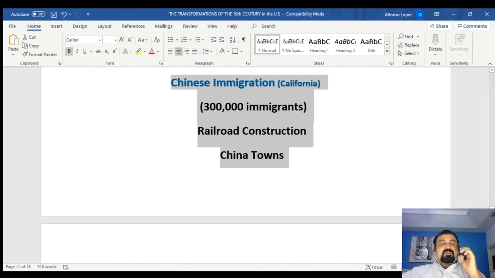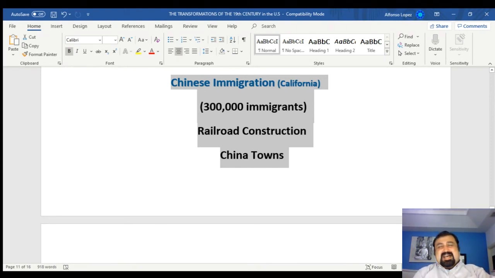many of whom are going to be employed by the railroad companies, like the Central Pacific, for example, and the Southern Pacific, in the construction of the railroad. A great many of them end up building the railroad. Again, a great many of them, of course.